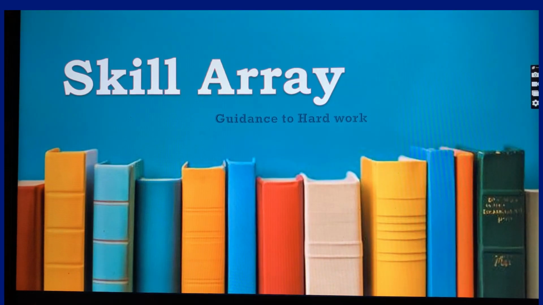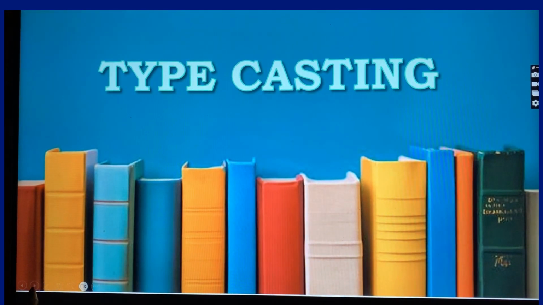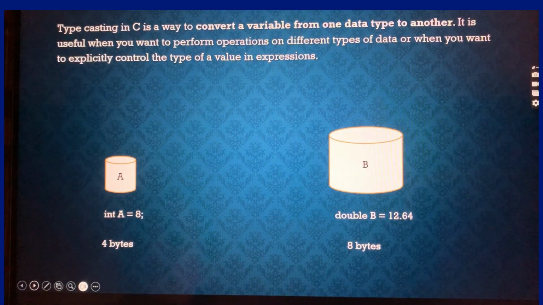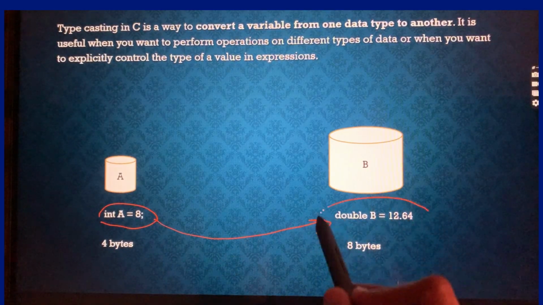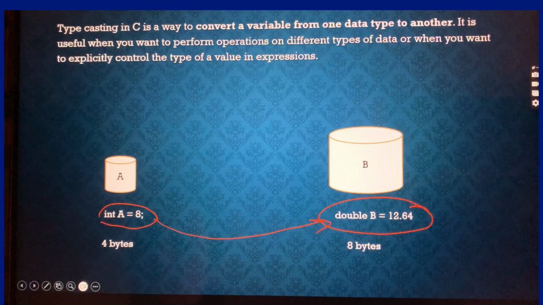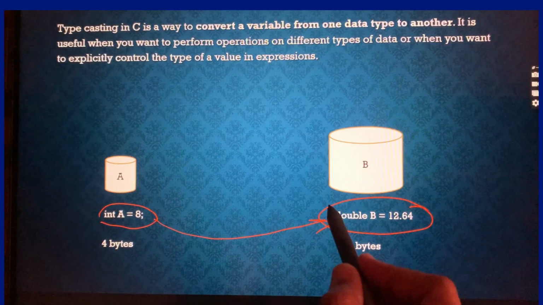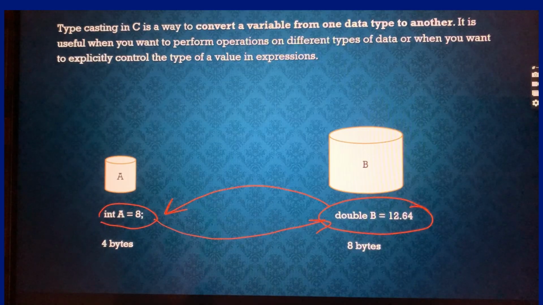So today's topic is typecasting. So what is typecasting? Typecasting means changing the data type of a value from one type to another type. So in this example, from integer to double, for example, or from double to integer. Before going into this topic deeply, first we need to know the data types and their sizes.